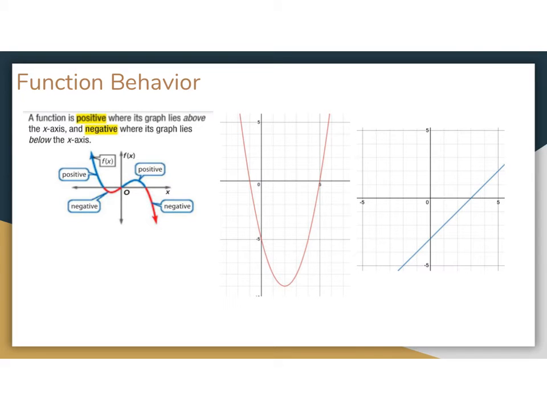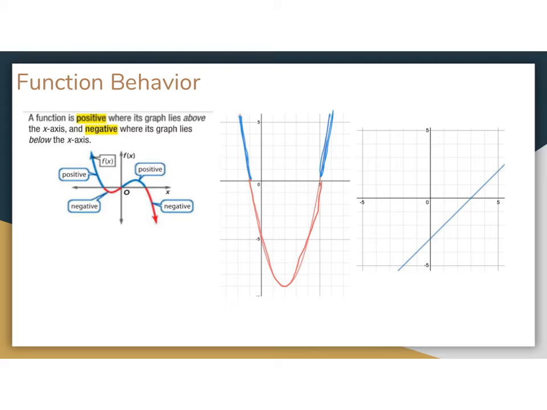Next, let's look at some function behaviors. So there's a few different function behaviors that we want to look at. The first one is the positive and negative. So a function is positive when its graph lies above the x-axis and is negative when it lies below the x-axis. For example, if we look at this graph, we see here that this is positive, and then it becomes negative, and then it's positive here again.